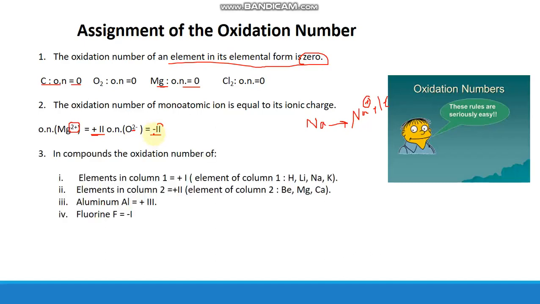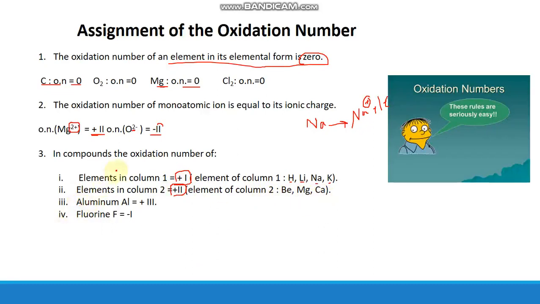Okay. The third rule is for compounds. Compounds are substances formed of 2 or more chemically bonded elements. If the elements in the compound are in group 1, column 1, the oxidation number is +1. And elements of group 1 or column 1 are hydrogen, lithium, sodium, and potassium. If the elements are in column 2, group 2, the oxidation number is +2. And the elements of column 2 are Be, Mg, and Ca, calcium.